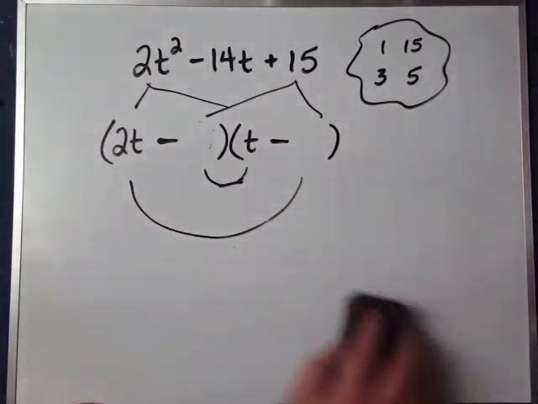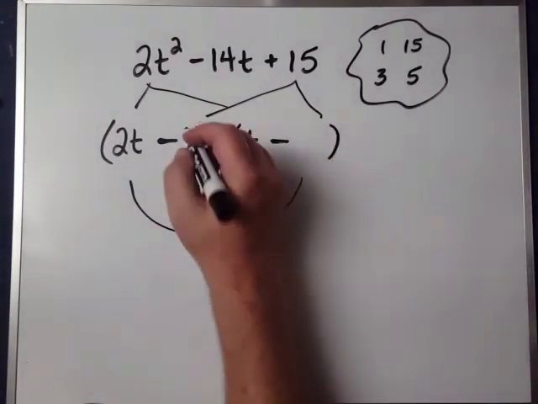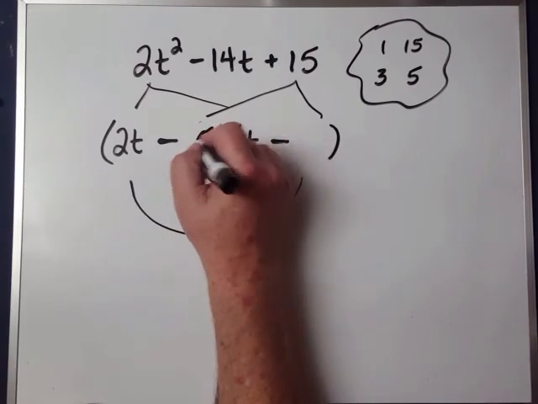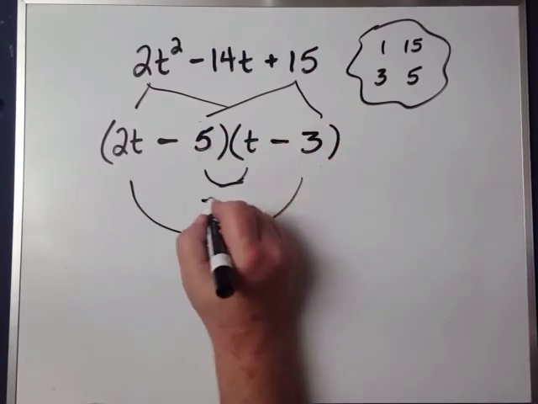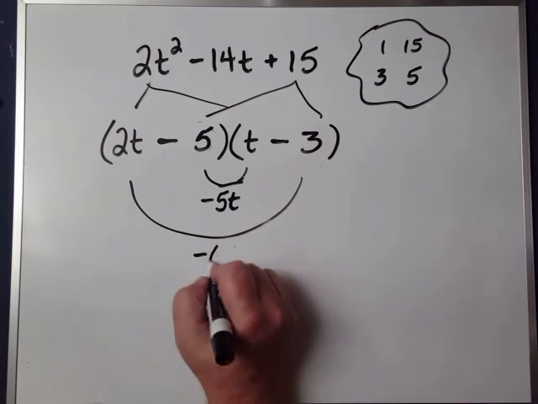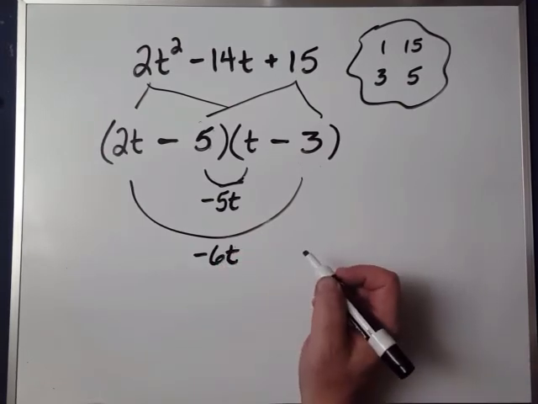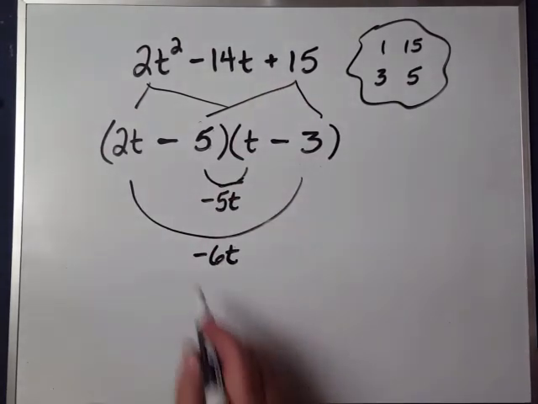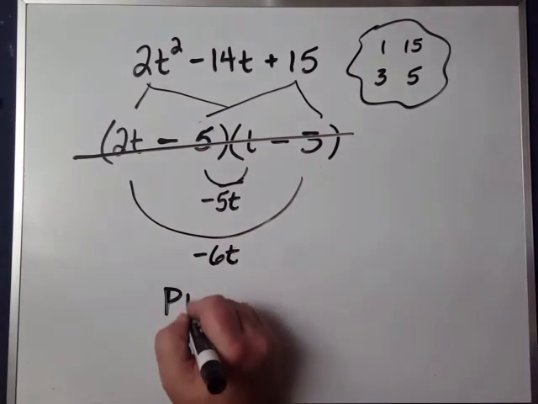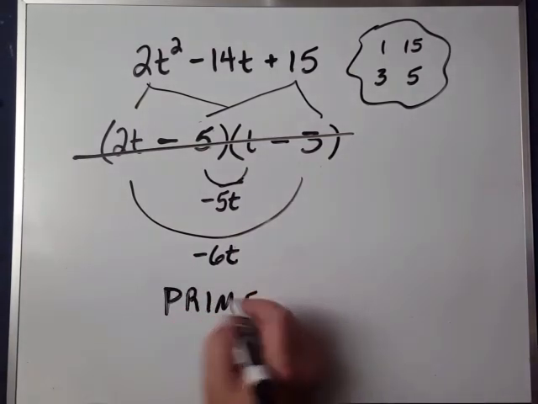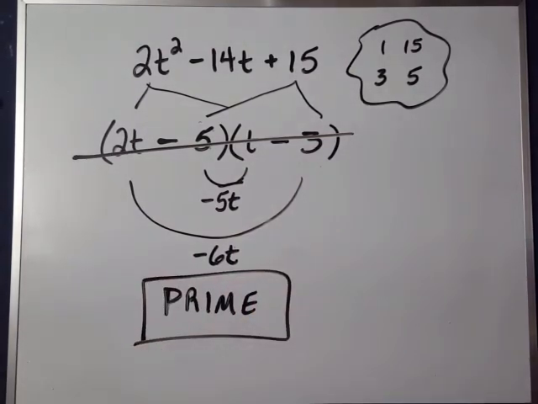That didn't work. And we tried one more time. And if it doesn't work this way, it doesn't work at all, because I've run out of factor pairs and ways to place them. Minus 5t, minus 6t. That does not add up to negative 14t. At that point we said, we have exhausted all possibilities. And this is prime. Now the issue with that is sometimes it is hard to convince yourself that you have gone through every single possibility that there is.